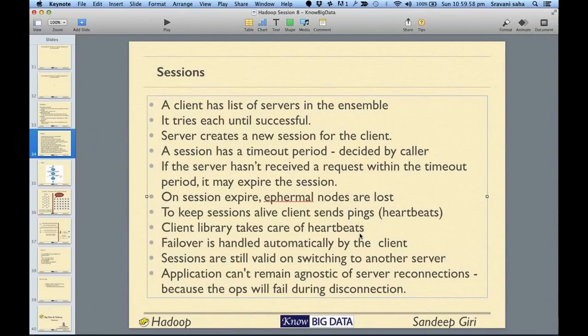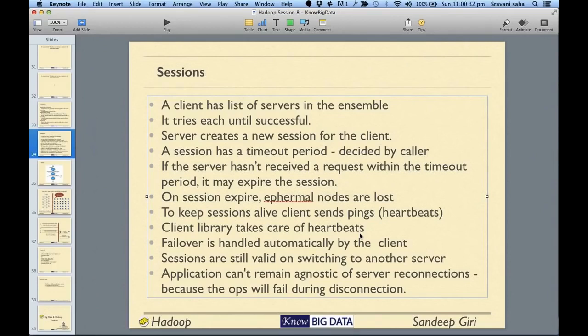And whenever you do an operation, say, get me all the nodes, it will start with one node and will keep trying until it has exhausted all the servers in the list. Okay. And as soon as the connection is successful from the client, it creates a new session, and the session has a timeout period which is decided by the caller.